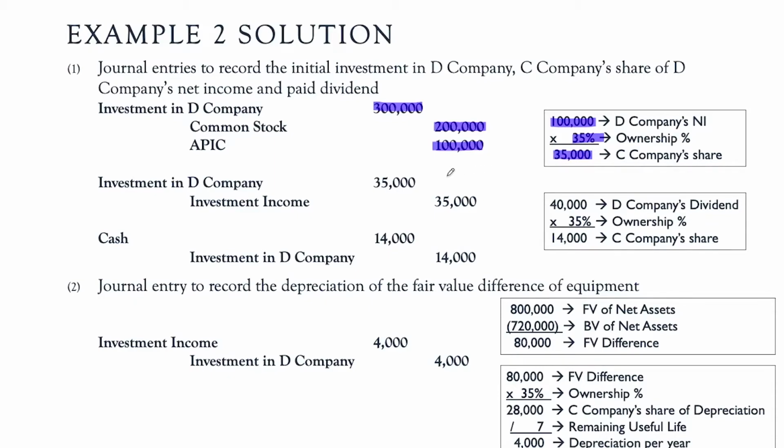Again, this is just remembering journal entries at this point. To record the share of net income, we're going to raise the investment account, investment in D company, by $35,000, and we're going to raise the investment income account by $35,000 as well. And to record the paid dividend, we're going to take D company's dividend at $40,000, multiply that by the ownership interest at 35%, and get C company's share of that dividend paid, $14,000. So we're going to debit cash $14,000 because we're receiving some of that dividend. However, a subsidiary's dividend ultimately lowers the investment account, so we're going to credit investment in D company at $14,000.